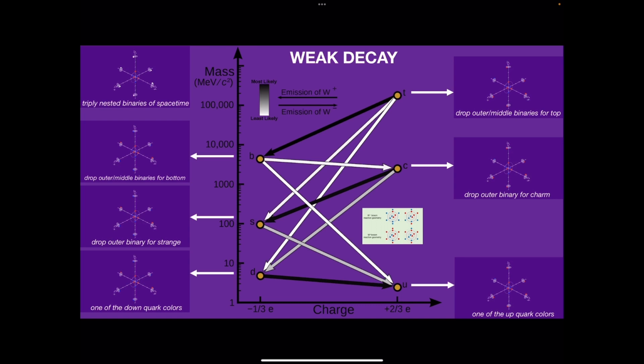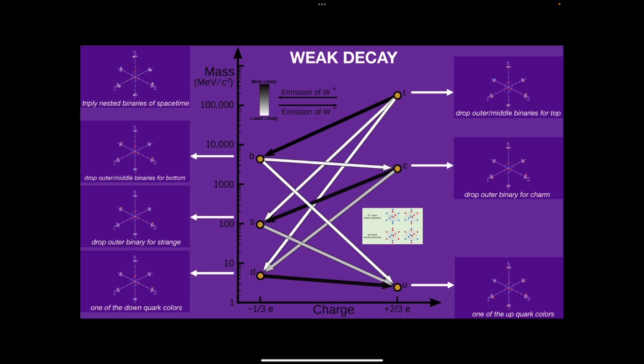Of course, once you drop the outer binary, that means this overall structure is not as stable, and so the lifetime is limited, because the core won't be able to support the personality charges out on the axes as shown. The top is where you drop both the outer and the middle binary, and you get to the point where the very highest energy inner binary is exposed, and with it the most mass, because normally that would have been shielded. And the personality charges stay the same as we look through the up, charm, top family.